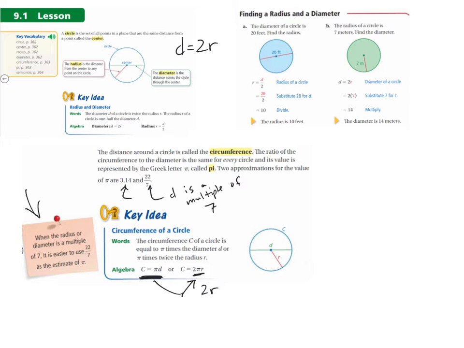But the reason why is because then that's going to get rid of the fractional part and make it easier and more precise. But the good thing about it is in this section, they're going to tell you which one to use. But I do want you to be thinking, when should I use this? If the diameter is a multiple of 7, you're going to use the fraction. So let's see this in action.